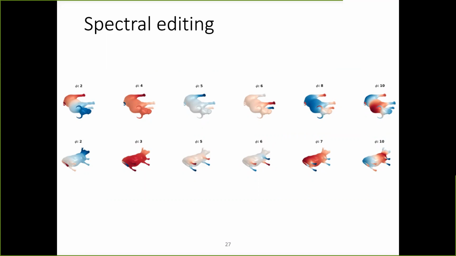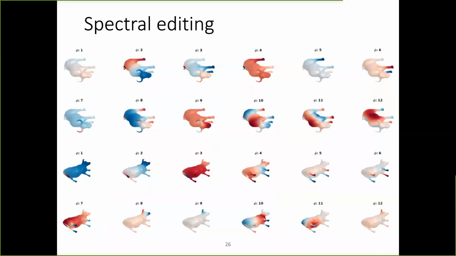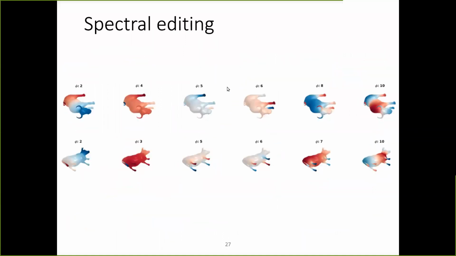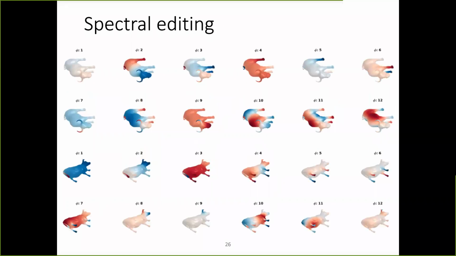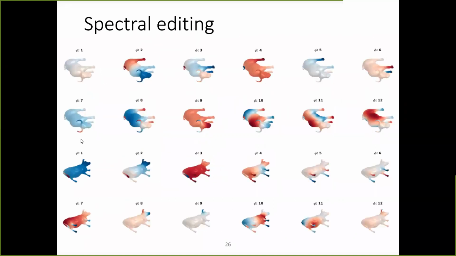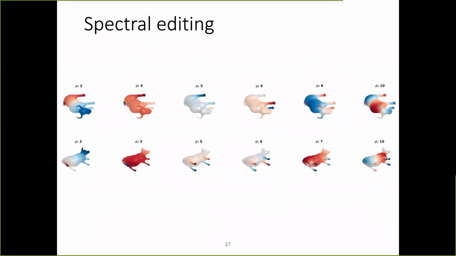But the problem is that they're not organized similarly. And so I suppose that's what they meant when they were saying they need to be expressed in the same language. So for example, that's what I actually did. I looked at what the eigenfunctions were and I just mapped them from one to the other. And doing so, I could reproduce that result basically. But so that's about spectral editing.